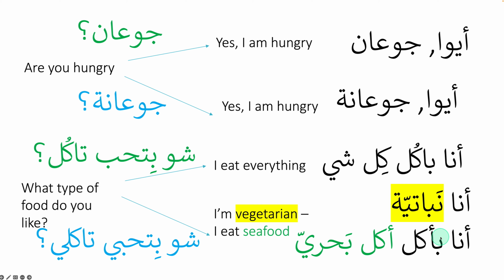Or you could say, I eat just seafood. So you could say, أنا باكل أكل بحري. أنا باكل, I eat. أكل is food, so that's the noun from the verb. أكل بحري means seafood. أنا باكل أكل بحري.